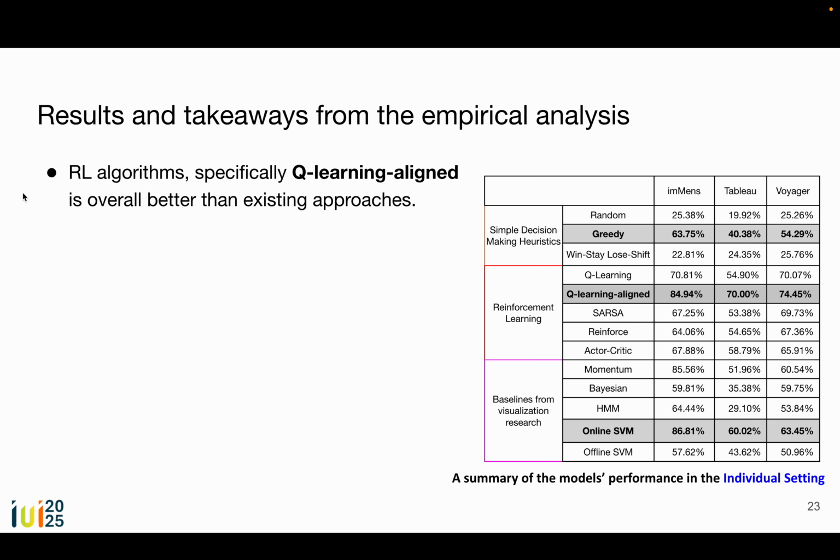We also see that reinforcement learning algorithms, specifically Q-learning aligned, are overall better than existing approaches. For instance, the best simple decision making heuristic is the greedy algorithm, and the best baseline from the visualization research is SVM. And we can see that overall Q-learning aligned outperforms the existing methods in Voyager and Tableau user studies, but does a really good job in the Immense user study also.